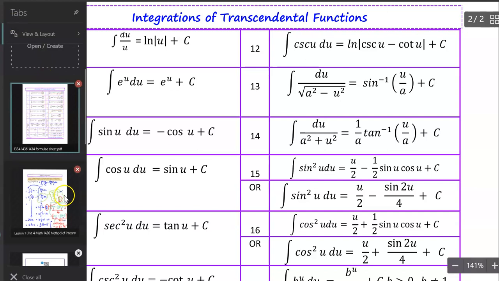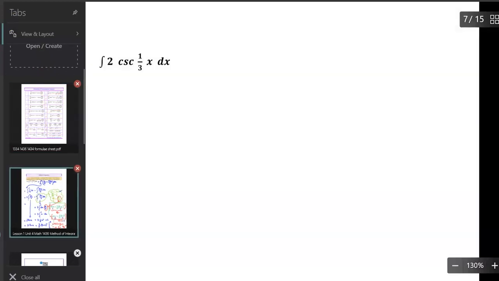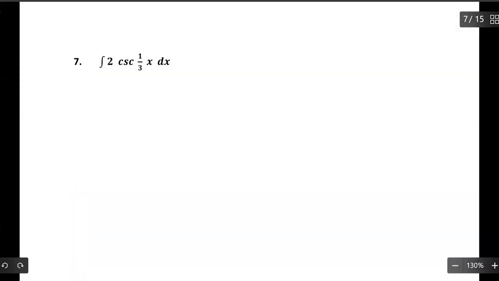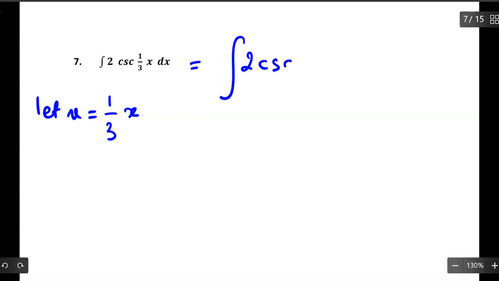Okay, so what I have is I am going to let u equal to 1/3 of x. Then what do I have? 2 cosecant of u, right? So I need to multiply by something here. I don't know that yet. I have to figure it out by taking the derivative of this.